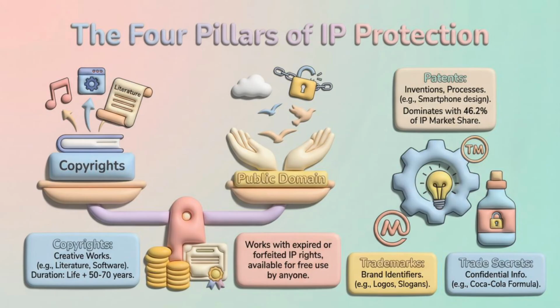Here we summarize the four pillars of IP protection. Copyrights that protect creative works often for the author's life plus decades, patents covering inventions and processes like smartphone designs, trademarks that identify brands, and trade secrets that keep confidential formulas or methods safe. The public domain sits in balance, offering expired or forfeited works for free public use.